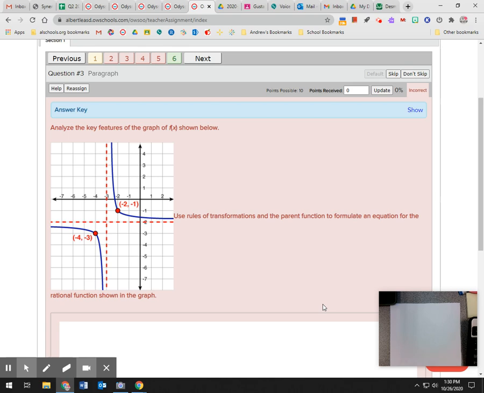A rational function is going to look like this when you graph it. It's got something called an asymptote. You have to say that quickly so it doesn't sound like you're swearing. So it's an asymptote with a P. And this vertical line here is the vertical asymptote. And the horizontal line here is the horizontal asymptote.